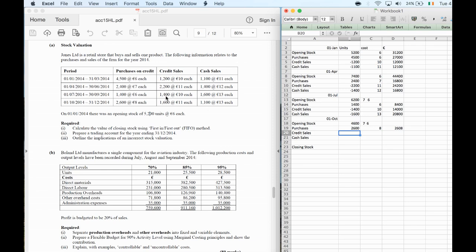Credit sales, I sold 1600, and I sold them at €11 each. And then I sold a further 1100 at €13 each. Okay, so my closing stock then is going to be, in terms of units, all of those. So I had 46 at the beginning, I bought another 26, so that means I had a total of 72, and I got rid of 27, so that's where that number comes from.